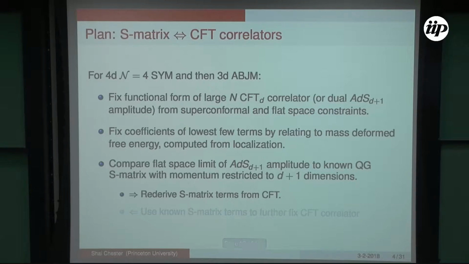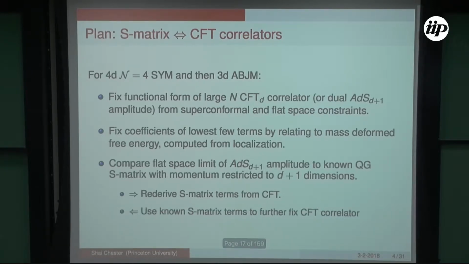And so you can go both ways. Either you can start with CFT and use this to rederive S-matrix terms. So imagine you didn't know what they were, now you would know the answer. Alternatively, you can use the known answer, because people have computed many terms in these S-matrices, to further constrain the CFT correlator. So if you're someone who only cares about CFT, you would be interested in the second method. If you're someone who cares more about quantum gravity, you would be interested in the first method. And we're going to have new results in both.